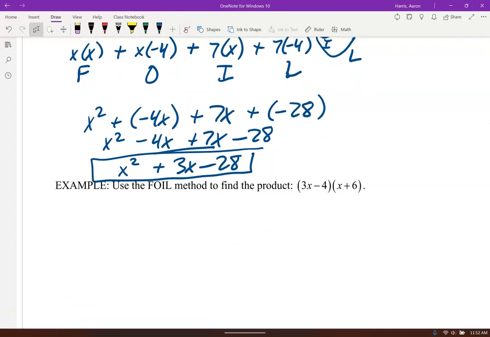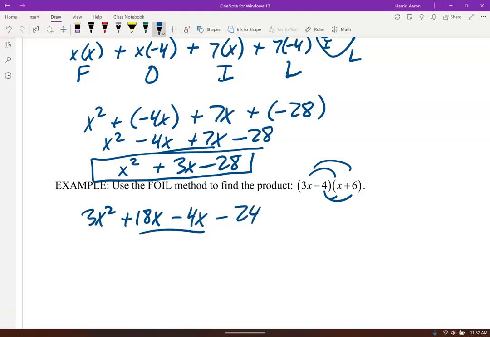Let's do another couple and have you guys try some as well. 3x times x, 3x squared. 3x times 6, 18x. -4 times x, minus 4x. -4 times 6, minus 24. Combine your like terms.